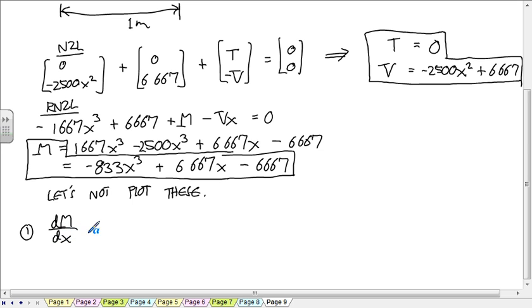So the first one, dm dx is equal to 0. Check. Sorry, is equal to v.